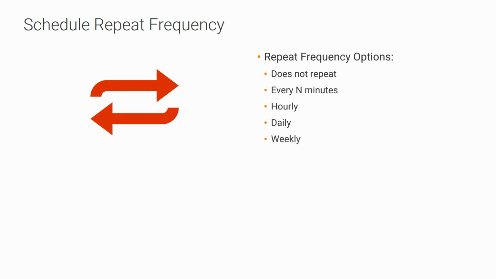Weekly. This means that the task will run one or more times each week. You can specify the day or days of the week the task will run on. Monthly. This means that the task will run one time each month. There are a couple of options there. You can configure, for example, the task should run on the last Friday of every month, or on the 15th of every month, etc.